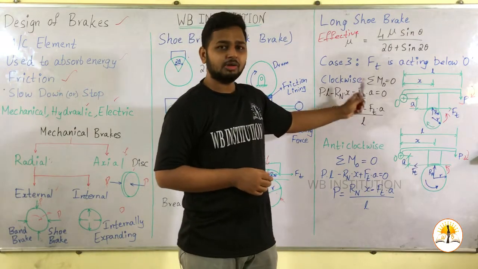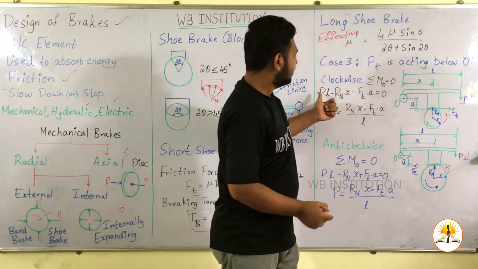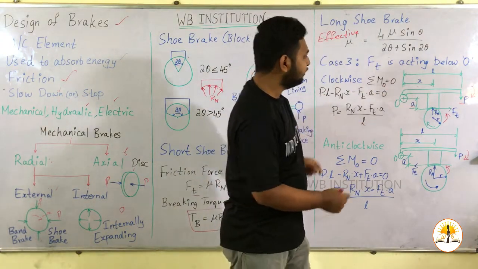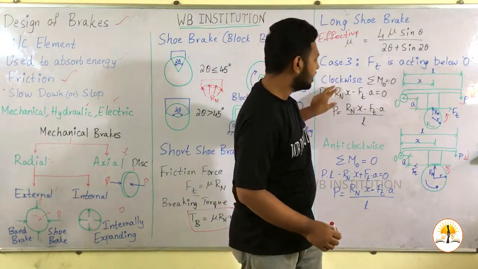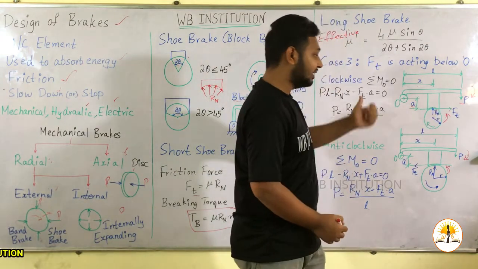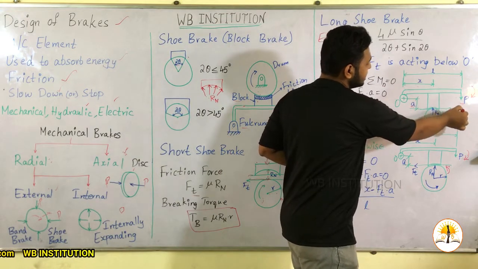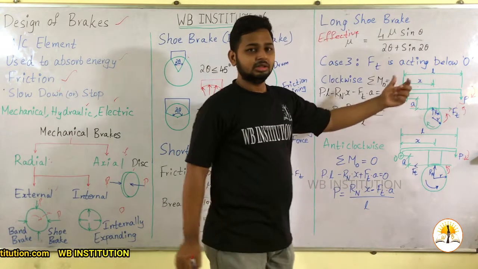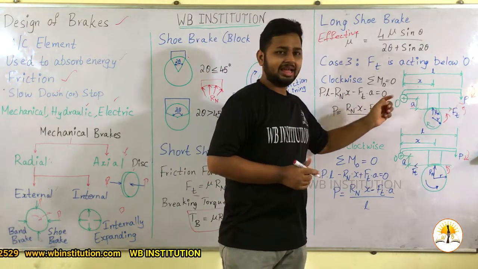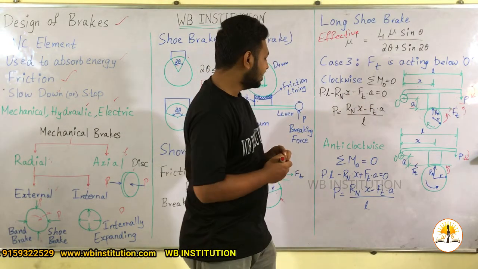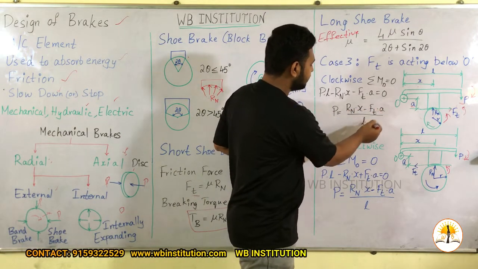Now we have to calculate for clockwise direction, sum of moments equal to 0. Here the moments which are acting in this condition are P into L, which is positive in clockwise direction. P is acting in a clockwise direction, minus Rn into X. Rn is acting in an anti-clockwise direction, and minus Ft into A. Here we can see Ft is also acting in an anti-clockwise direction. So we can write the equation as P into L minus Rn into X minus Ft into A equal to 0. From this equation we get the value of P, that is equal to Rn into X plus Ft into A divided by L.